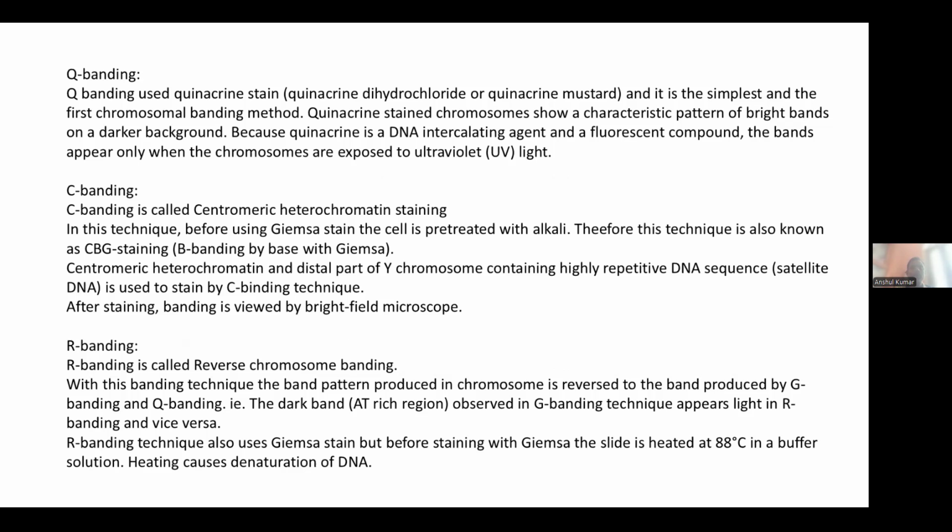R banding is called reverse chromosomal banding. In G banding, the heterochromatin region shows dark bands and the euchromatin region shows light bands. But in this technique it is reversed. That is, the dark bands, the AT-rich regions observed in G banding, appear light in R banding, and the light bands, that is the GC-rich or euchromatin regions, appear dark. So here also we can see that all use Giemsa stain, C banding and R banding, but some aspects of the technique vary, which distinguishes them from the G banding technique.